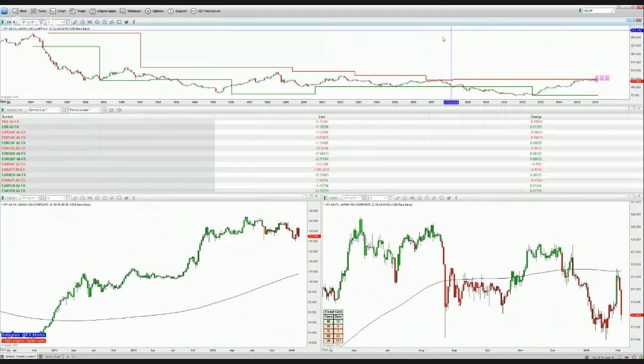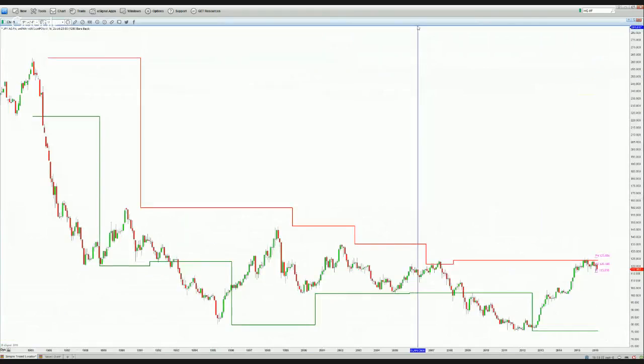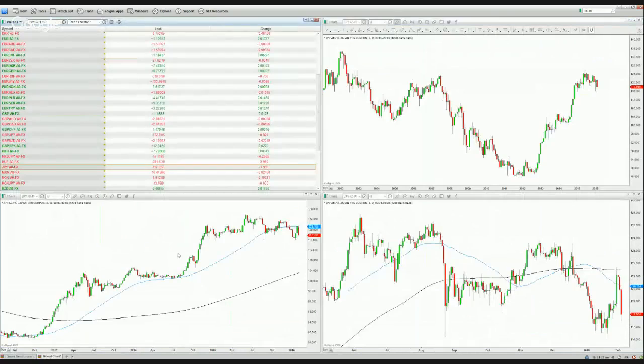If we go to the weekly, well, we're below the 50, above the 200, below the 200, below the 50.